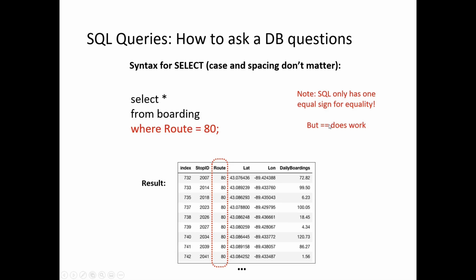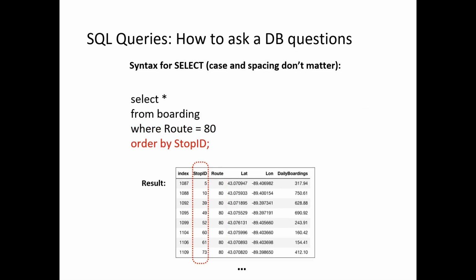But note that in Jupyter Notebook, I was playing around with this a little bit. The double equals does indeed work. I don't know if Pandas is correcting that for me or if the newest version of SQLite also just accepts the double equals, but I didn't have any trouble with that. So feel free to continue to use the equal sign like we would use in Python for this.